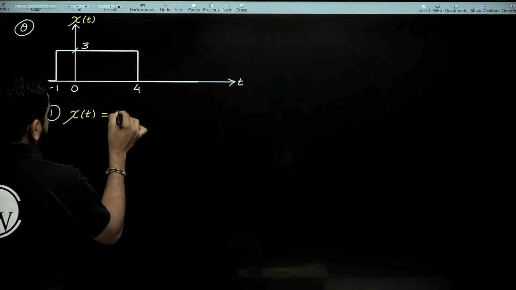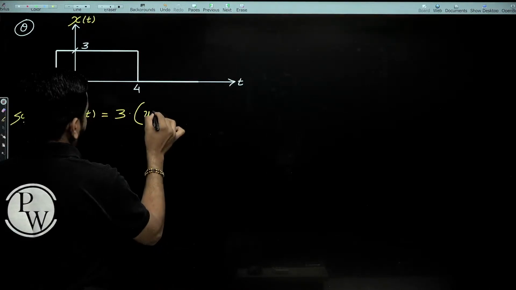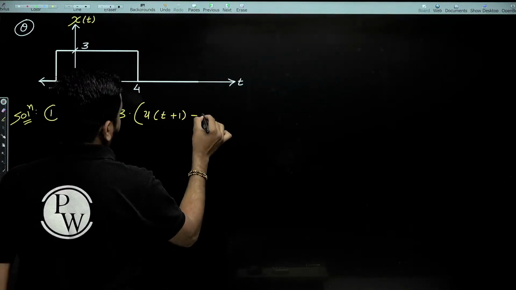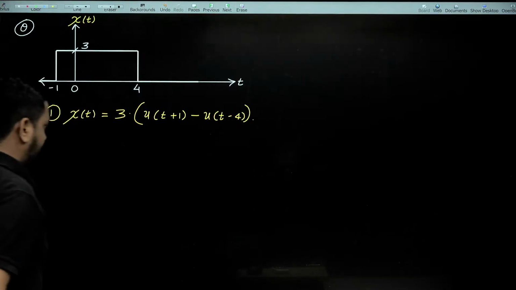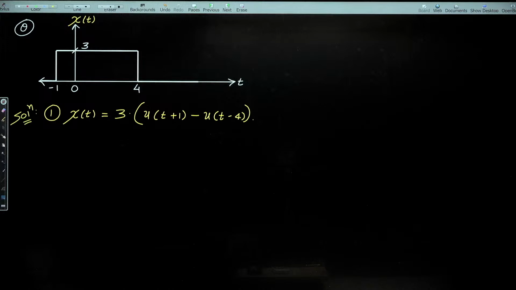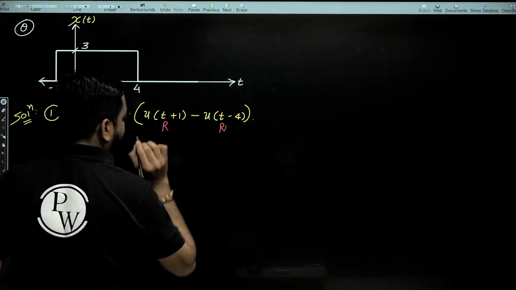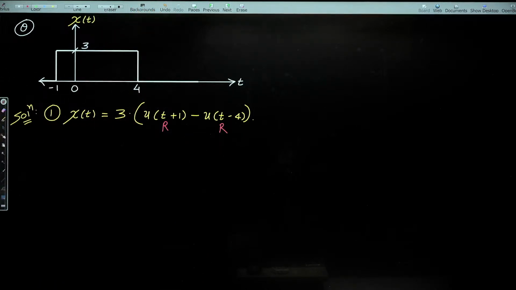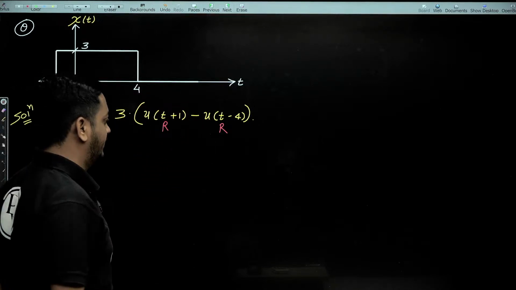For right sided, it is 3 common. u of t plus 1 minus u of t minus 4, correct? It is very much easy, guys. This is very much easy for all students. Right sided signal, you can see the right sided. Starting at t equals minus 1, that's why you have t plus 1, ending at 4, so t minus 4.